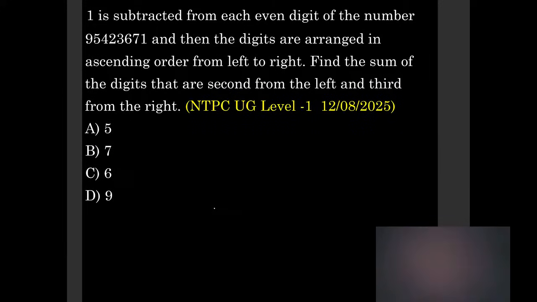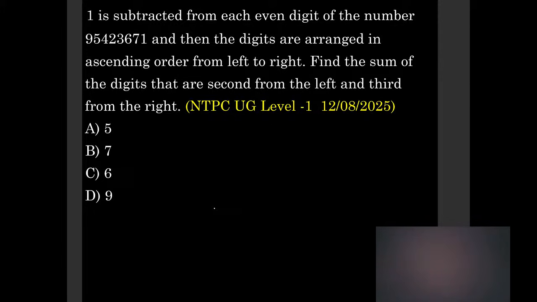Okay, this is the next question. This question is also frequently asked in all the railway exams which happened this year, and this is also another easy one. The question says that one is subtracted from each even digit of the number, and then the digits are arranged in ascending order from left to right. Find the sum of the digits that are second from the left and third from the right.